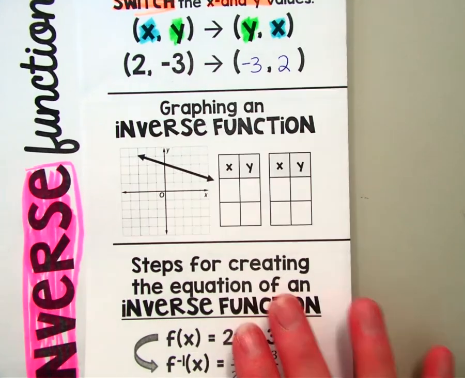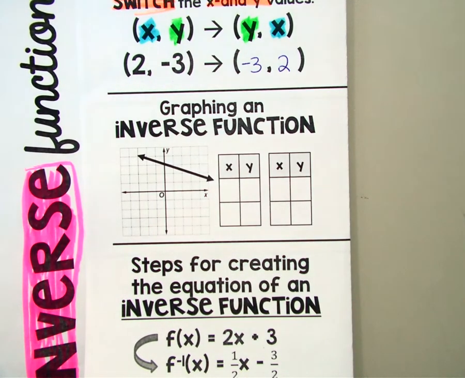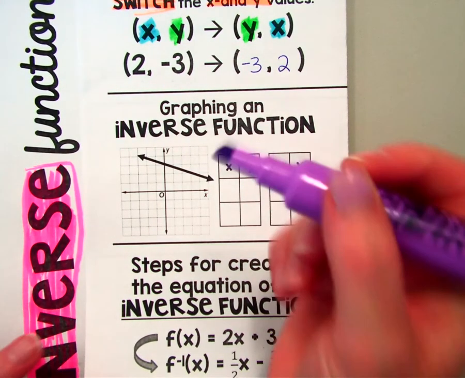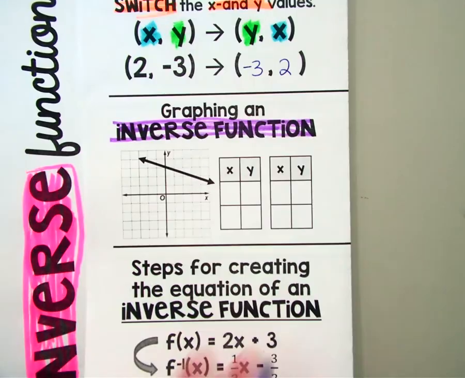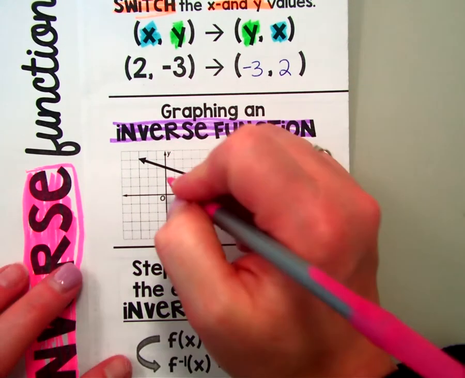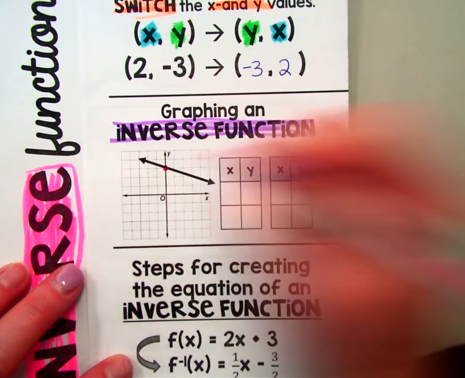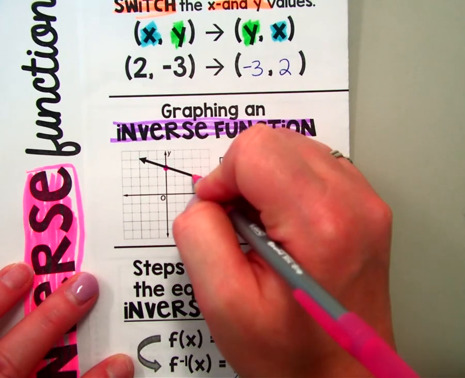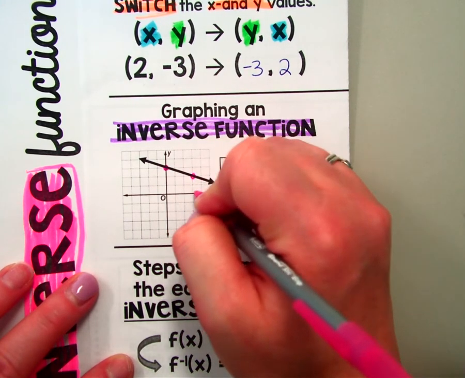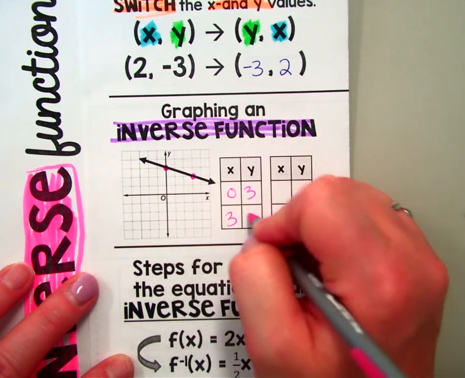Let's take a look at a graph. So graphs of an inverse function. Graphing inverse functions, what I find to be the easiest method is I find points on the original graph. So for example, this point here, that would be the point (0, 3). And then I have this point here, which is (3, 2).